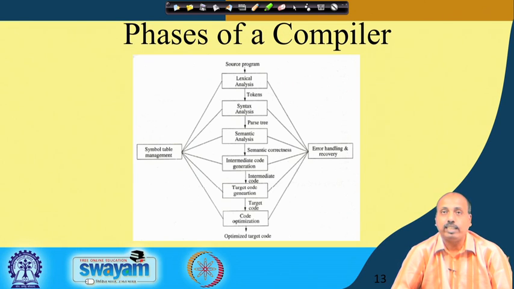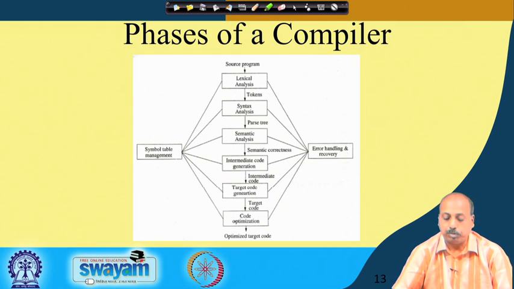And there are error handling and recovery routines, which are integrated with all these phases again. If some error has occurred, it will try to get information from different phases and flash an appropriate error message to the user, so that the user can correct the program in a better fashion. So, these are the different phases by which the compiler generates the optimized target code from the source language program.